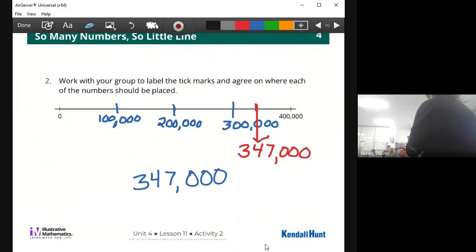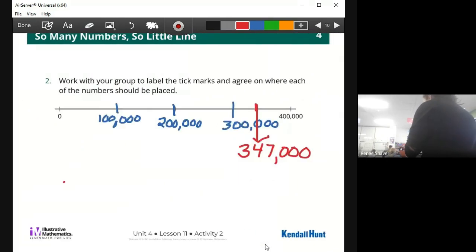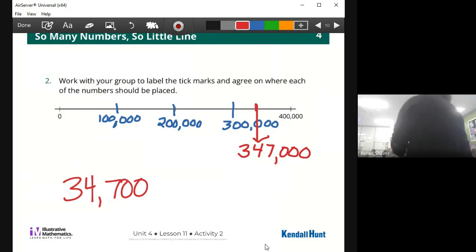That's where I would put that one. Then, and make corrections if you need to, I'm going to place 34,700. Write it down right here so I can think about it. Well, guys, is it bigger than 347,000? No. It's pretty small, isn't it?